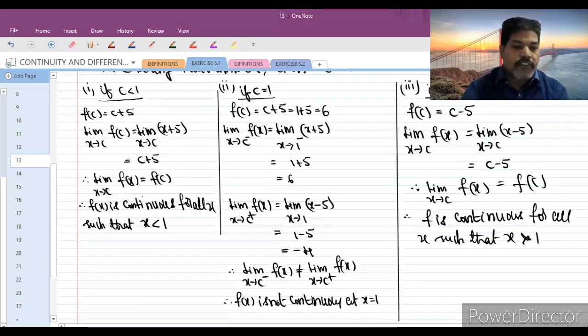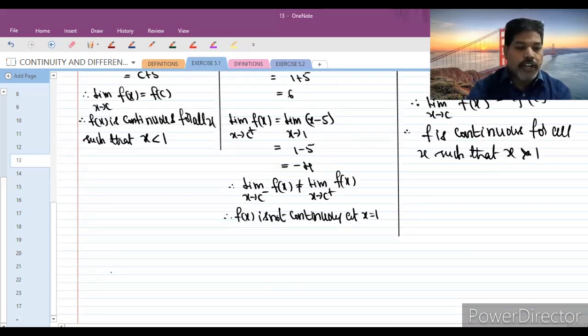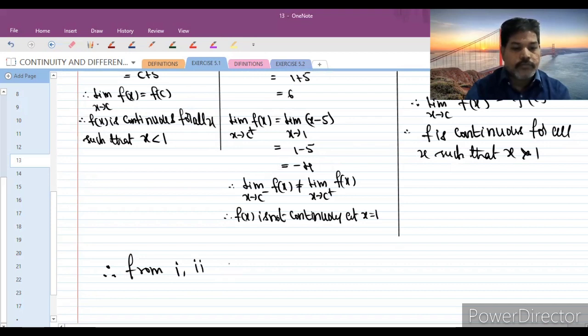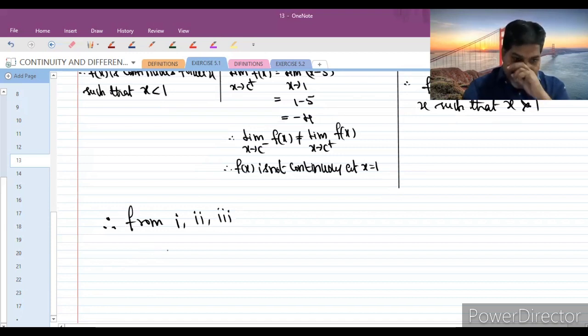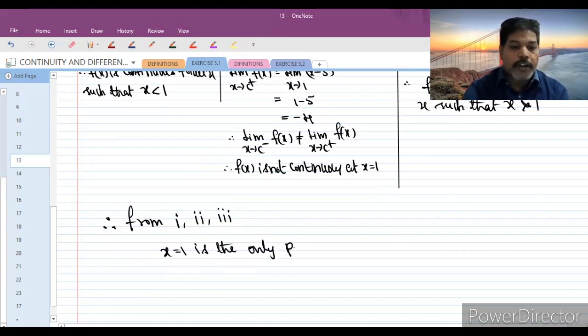So for x less than 1, the function is continuous, and for x greater than 1, the function is continuous, but at x is equal to 1, the function is not continuous. At the end, from cases 1 to 3, we can conclude that x is equal to 1 is the only point of discontinuity.